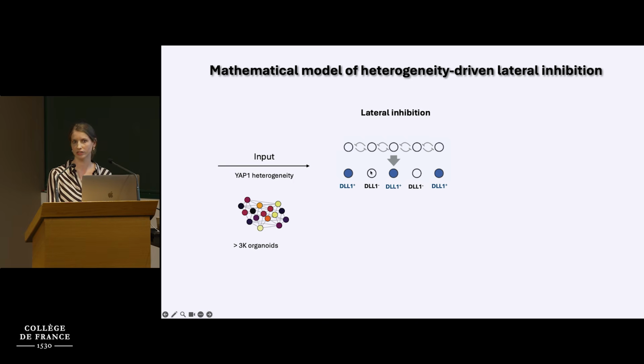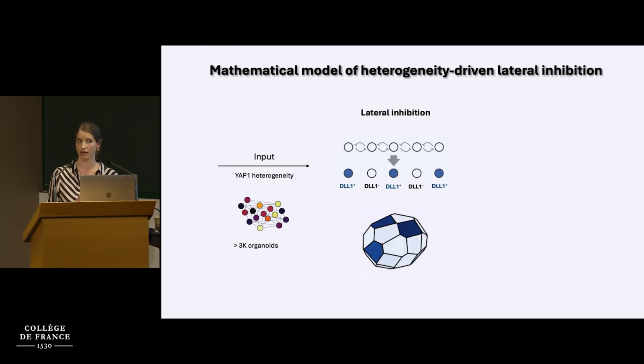Now in 1D, this generates a typical salt and pepper patterning, but if we go to the sphere, which is the intestinal organ system that we wanted to understand, you see already that the neighborhood information changes quite drastically.